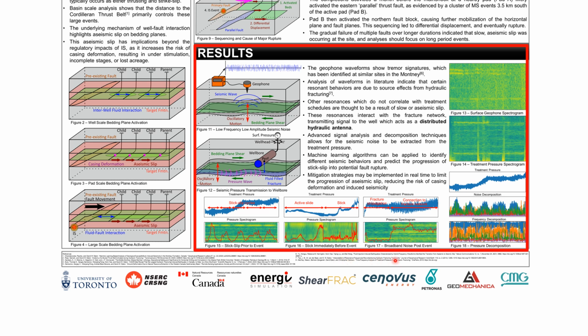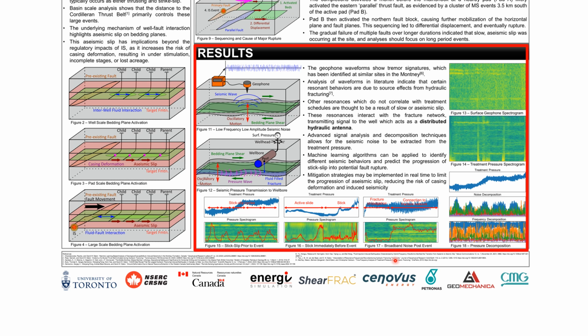After the fault ruptures, we see generally broadband and much higher amplitude noise after the event, which indicates that the fault is sliding and has full-scale fault rupture. This correlates to what we see within the microseismic picked events as well as the microseismic resonant behaviors.